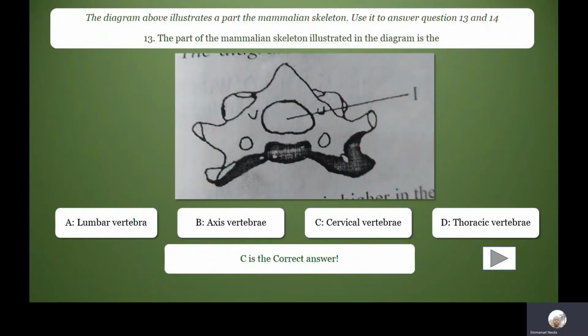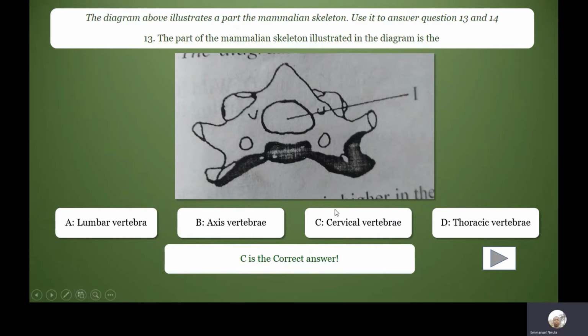The diagram above illustrates a part of the mammalian skeleton. Use it to answer questions 13 and 14. Question 13. The part of the mammalian skeleton illustrated in the diagram is the, correct option here is C, cervical vertebra.